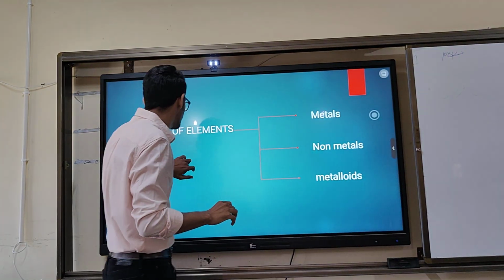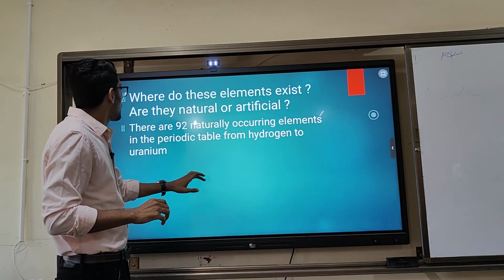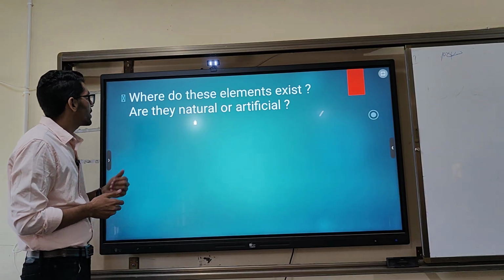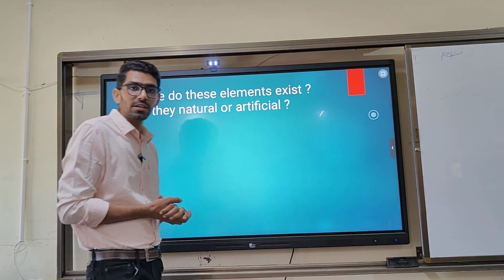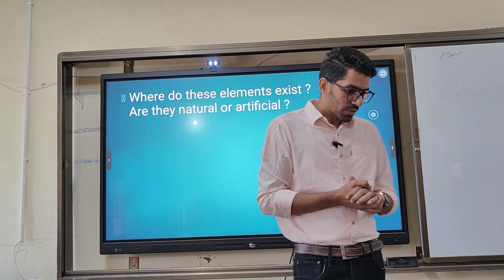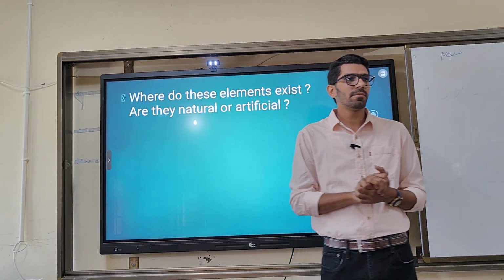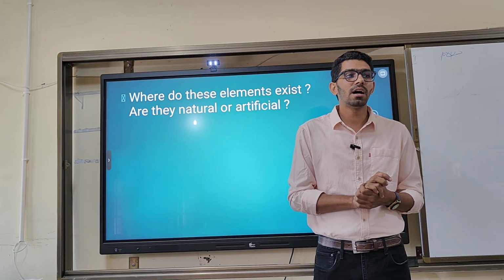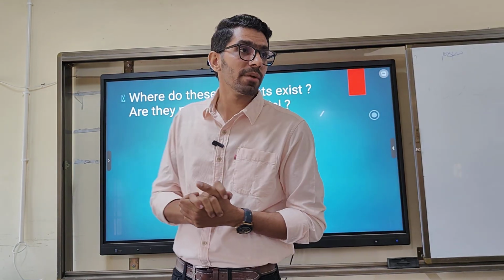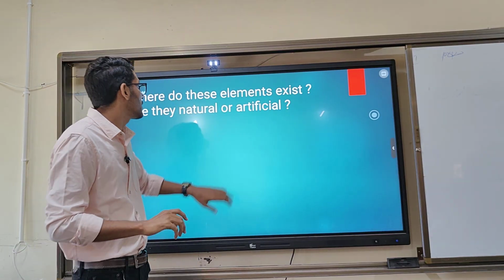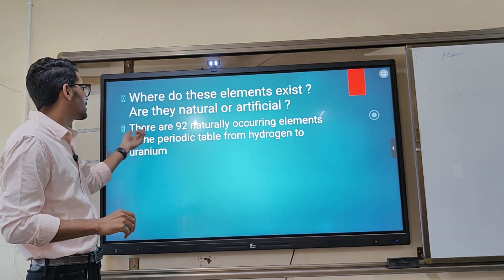So we can see out of this, where do these elements exist? Are they natural or artificial? Out of these 118 elements, some of the elements are man-made. Not all elements are naturally occurring. Some of the elements are man-made, or we can say synthetic. But most of the elements exist in nature.